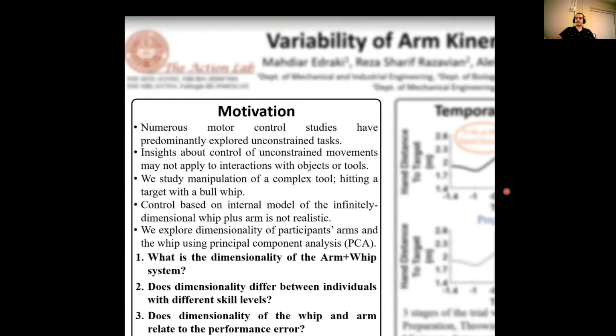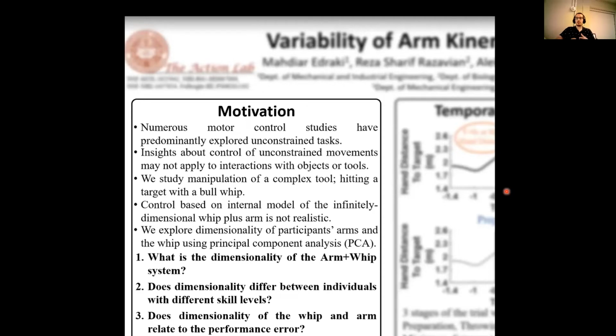Many motor control studies have predominantly explored unconstrained tasks, such as simple point-to-point reaching tasks. While we've learned a lot from these studies, the insights gained from them may not directly apply to interactions with objects or tools, which is a key aspect of human motor control. And so in this study, we explore how humans manipulate a complex tool, namely a flexible bullwhip.